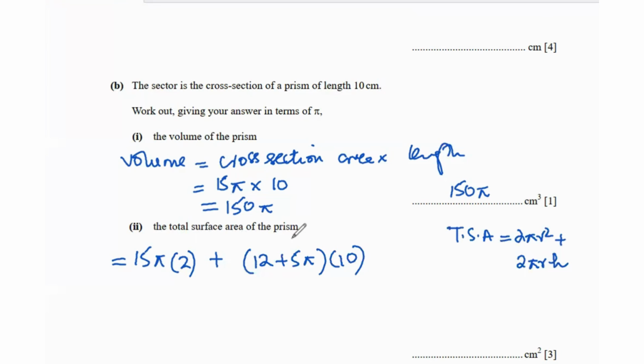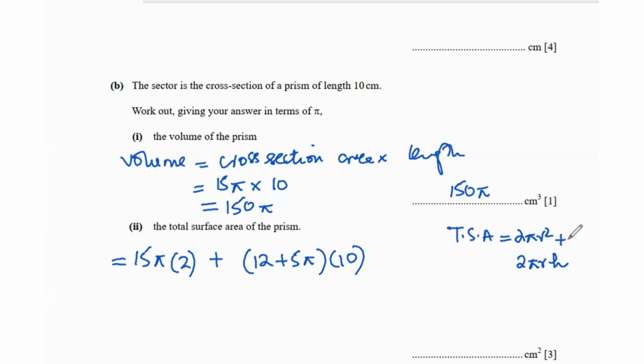Over here, we do have a thing similar to a cylinder, but it's not a complete cylinder. We have a sector at the top and bottom, and then we have a curved surface area in the middle. The top and bottom is 15 pi times 2, which is 2 pi r squared for this; this corresponds to this. And over here, the 2 pi r h, we're multiplying the h, which is 10, and 2 pi r, which is basically the circumference of the sector. For us, the circumference of the sector is 12 plus 5 pi, which is your perimeter.